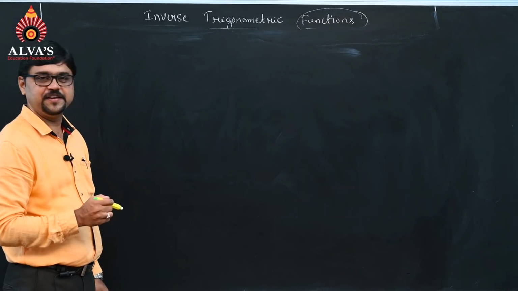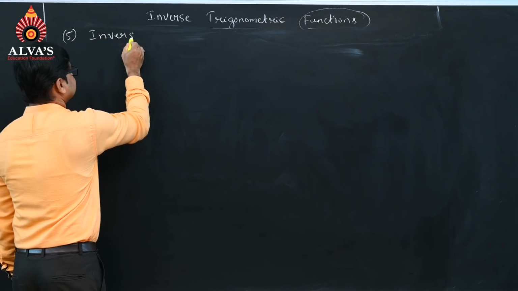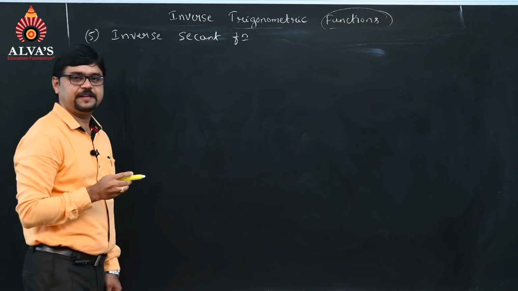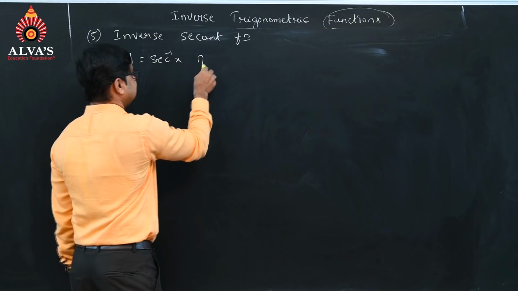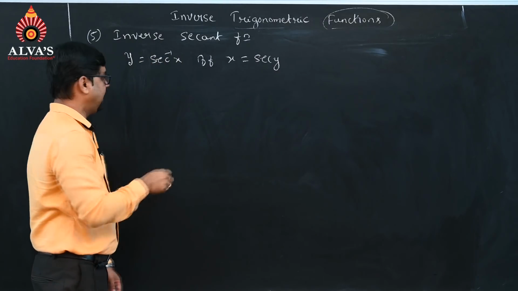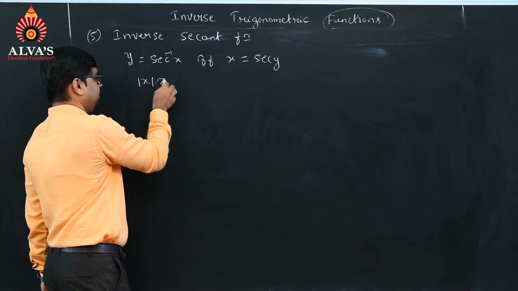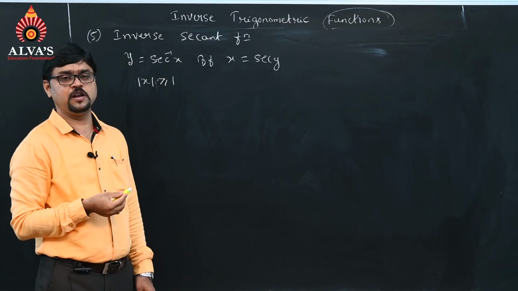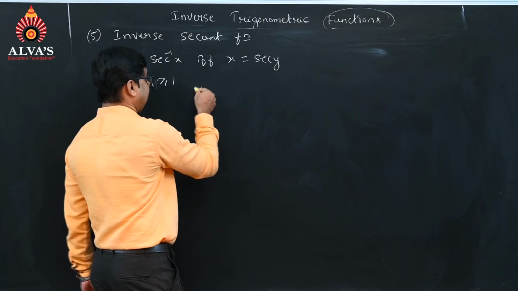So the next definition, the fifth one, is the inverse secant function. It can be defined as y equal to secant inverse x if and only if x equal to secant y, and the domain x is again the same thing, mod x greater than or equal to 1, or else you can write x belongs to the set of all real numbers except the open interval minus 1 to plus 1, and range.